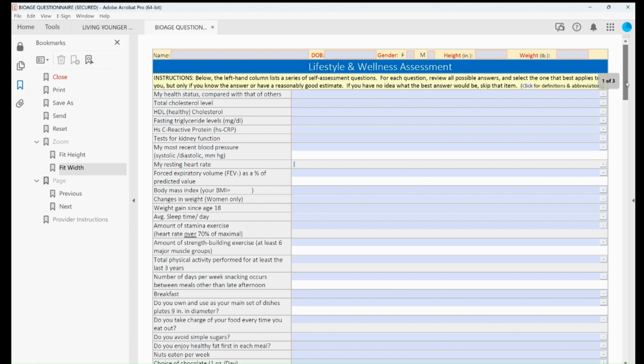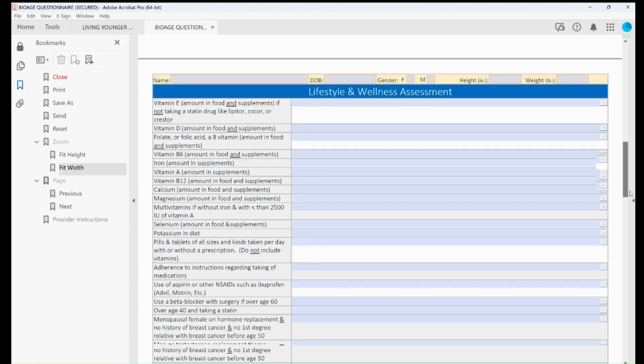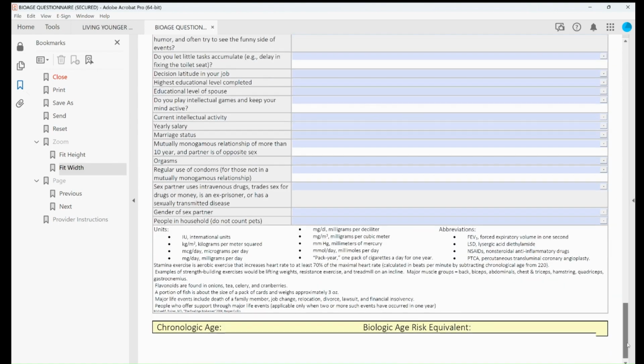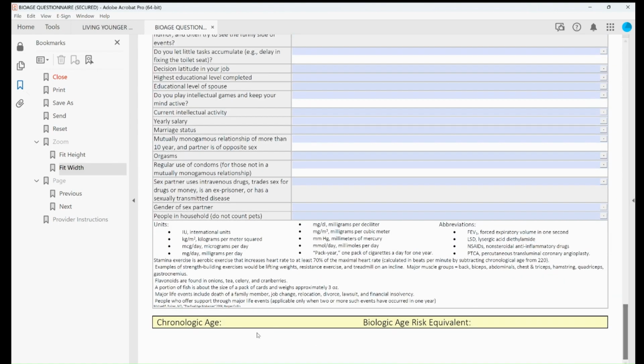So in this particular instance here, once the patient has completed everything and you've entered any additional information, at the very bottom of the document, it'll display the patient's chronologic and their biologic age risk equivalent. This is very useful in stimulating patients to become interested in taking charge of their health.